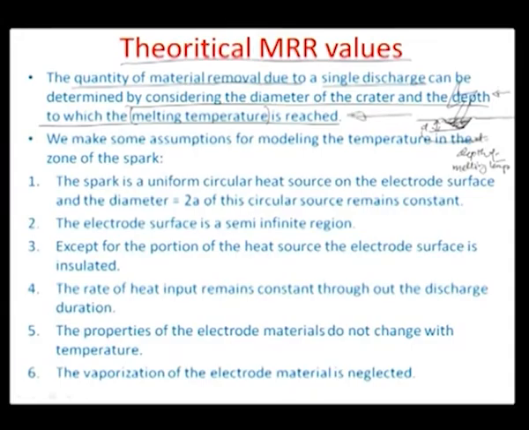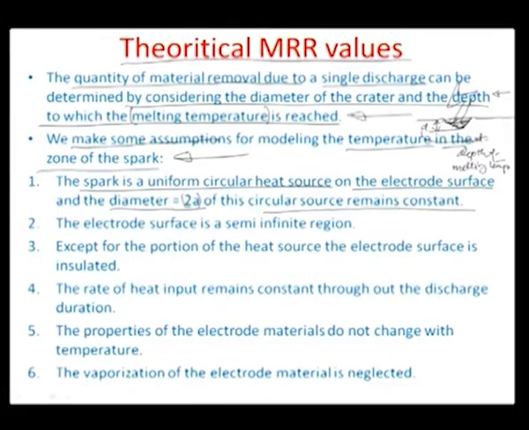So we somehow need to estimate what this depth of melting temperature is for a fixed crater diameter, and in order to understand this model we have to make some assumptions. What we really model for is the temperature in the zone of the spark. So the assumptions that we make for estimating this are that the spark is a uniform circular heat source on the electrode surface, and the diameter of this heat source is 2a, okay, and it remains constant throughout the process of discharge.